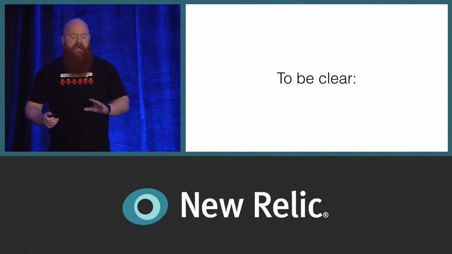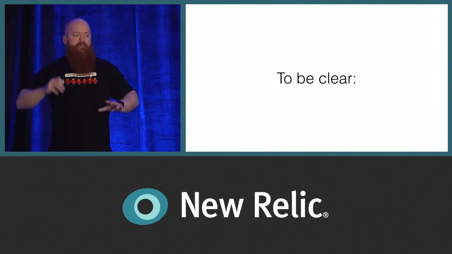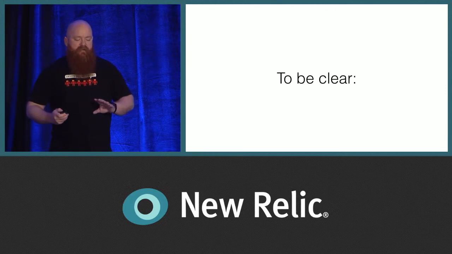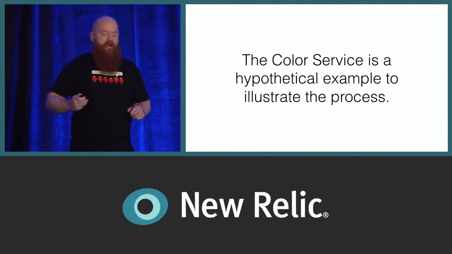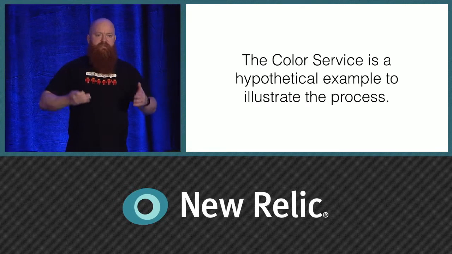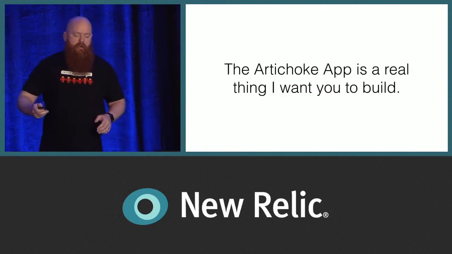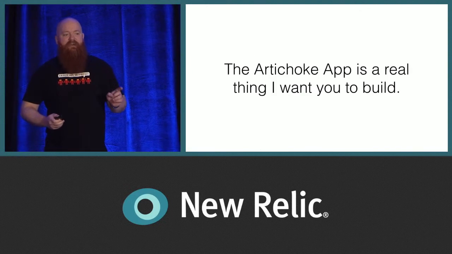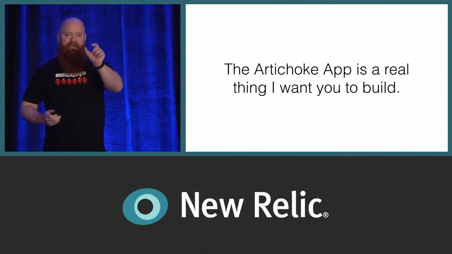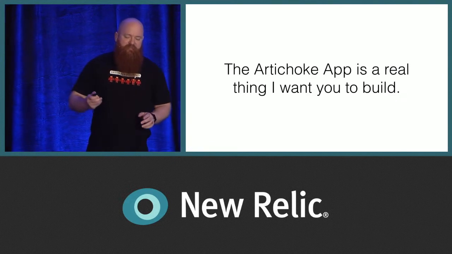Yeah. And I want to be clear, I'm throwing out a lot of app names. The color service, that's just a hypothetical example to illustrate the process. That's not a real thing, it's just whatever it is that you're building. But the Artichoke app is a real thing. I want you to actually build an Artichoke app. I want to see repos called artichoke_app in people's GitHub.